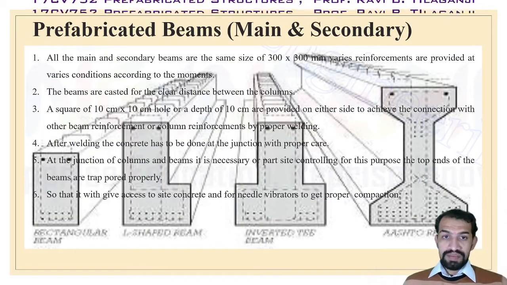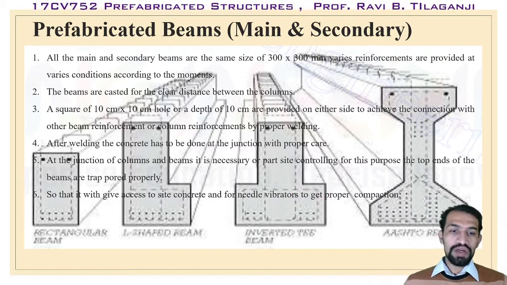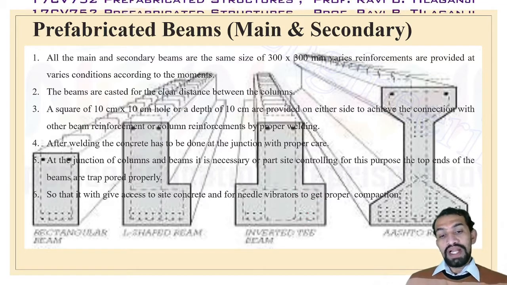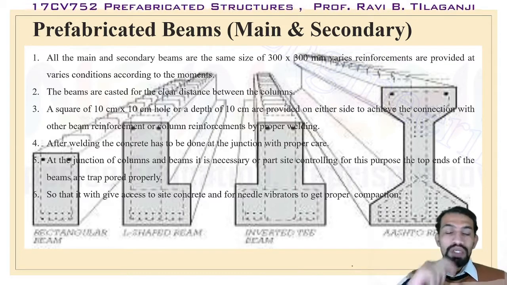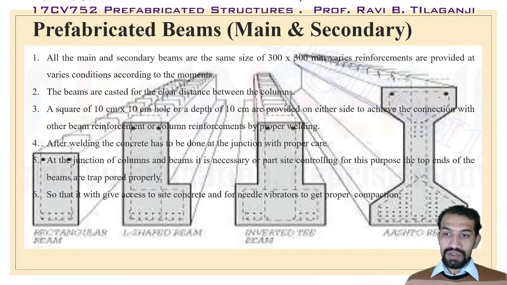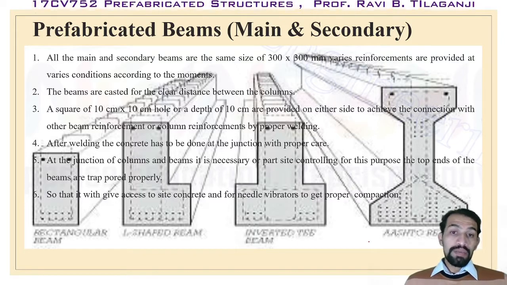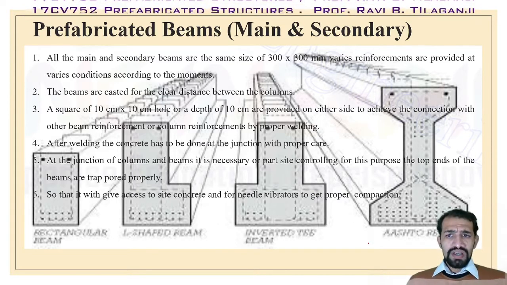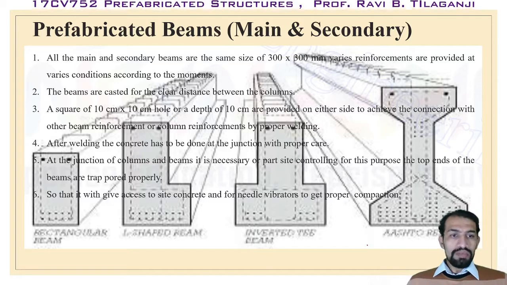Prefabricated beams, main beams and secondary beams. In the background figures, we are able to see four sections of the beam, such as rectangular beam, L-shaped beam, inverted T and AASHTO beam. The AASHTO beam is usually used in American practice. So all main and secondary beams are of the same size, 300 by 300 mm. Various reinforcements are provided at various conditions according to the moments.